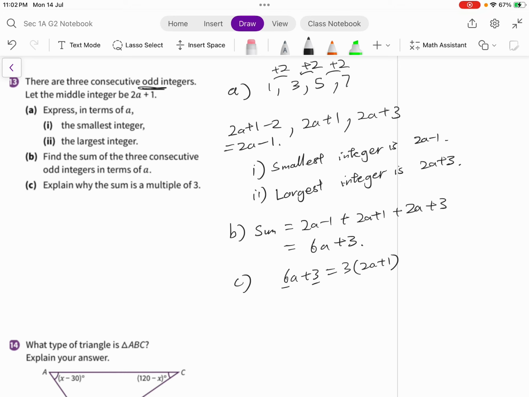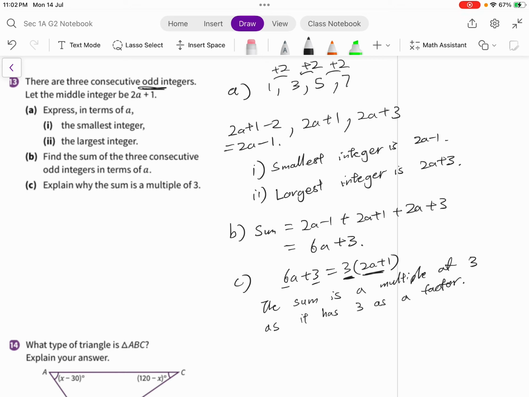So the sum is a multiple of 3 as it has 3 as a factor. This is one of the factors. This is the second factor, the algebraic factor, right?